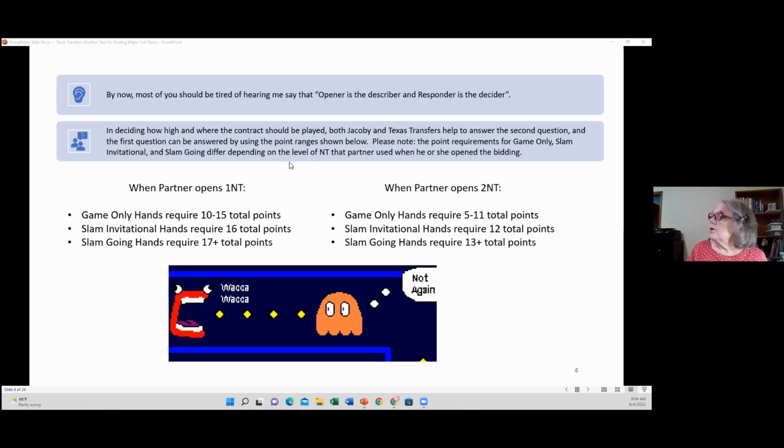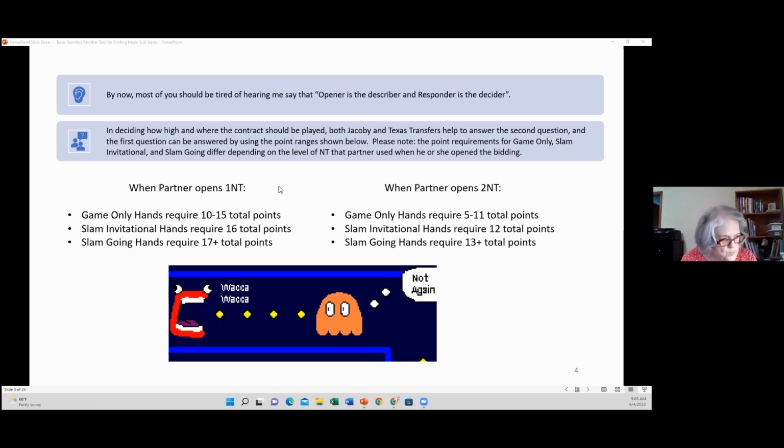The following point requirements for game only, slam invitational, and slam going are different depending on the level of no trump that was opened. So when partner opens 1 no trump, if responder has 10 to 15 points, generally that means there'll be game only, because even if he has 15, unless partner has 17 with some kind of distributional characteristic to add to the point count, you're going to be just a bit short for slam in no trump.